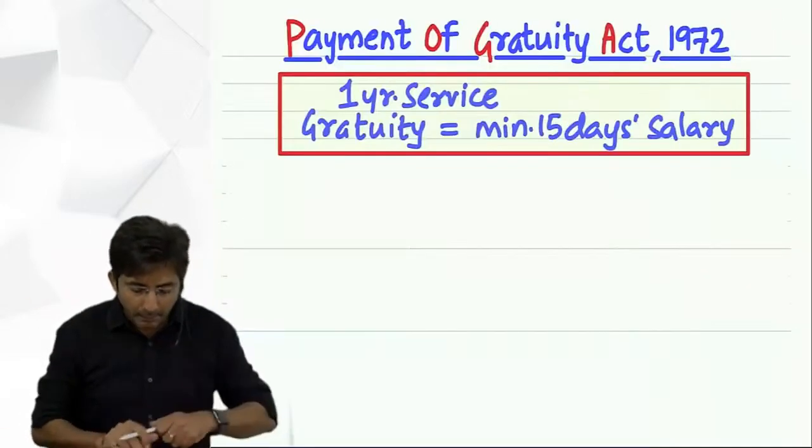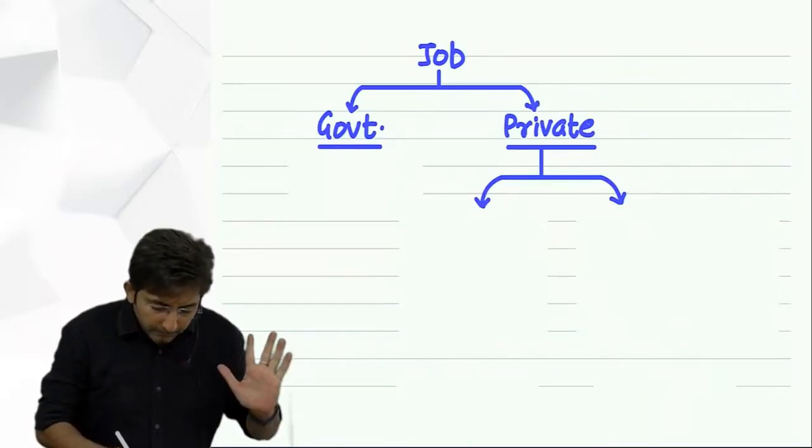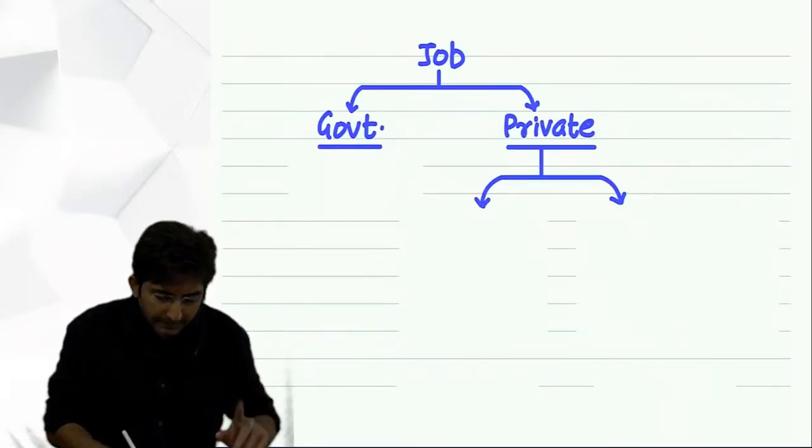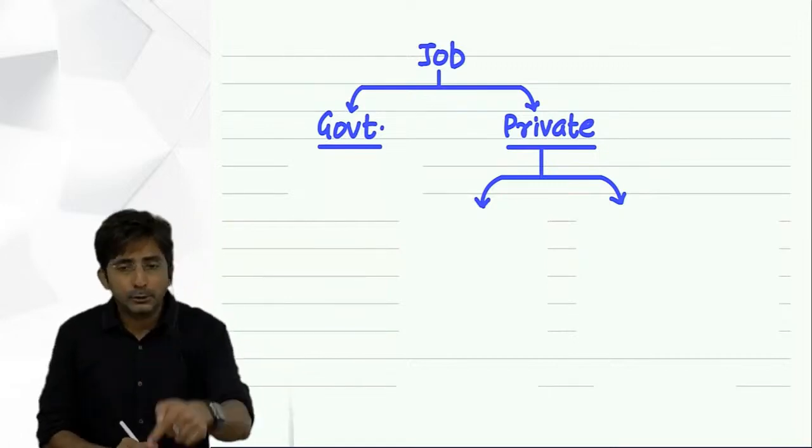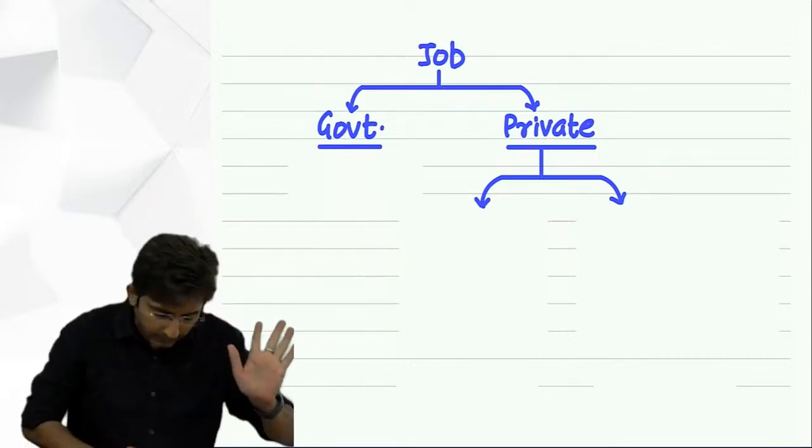So see the chart now. Look. Firstly, see the law of payment. What was the full form? Payment of Gratuity Act 1972. See here.